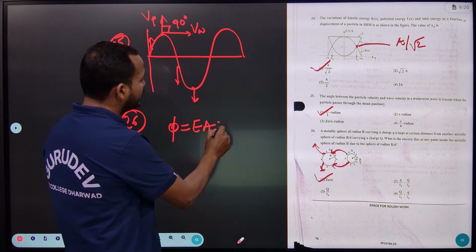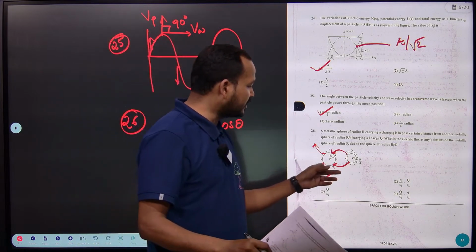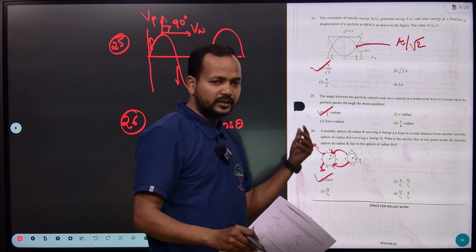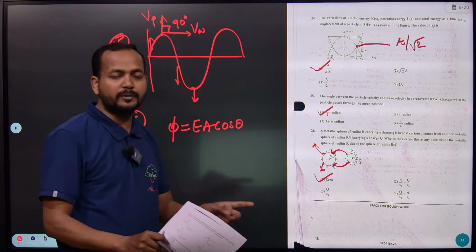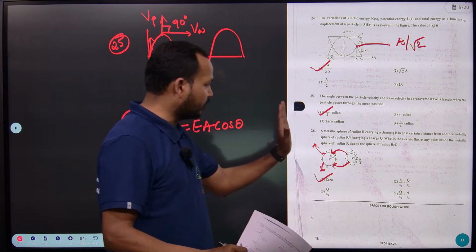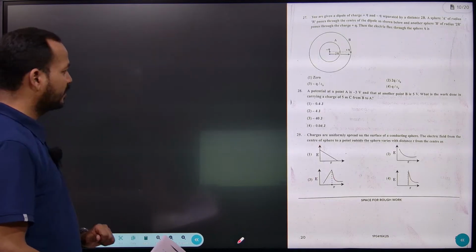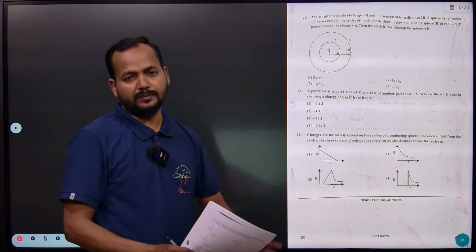EA cos theta. Here there is no charge which is moving inside this closed surface. So if we want to find out the flux, there must be a closed surface. So here there is no closed surface, hence the flux is 0. Okay, we'll move to the next question. Yes. So 27 question. Okay.